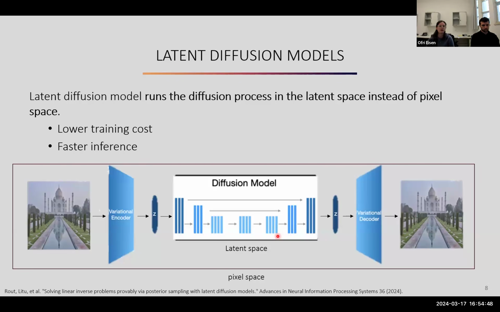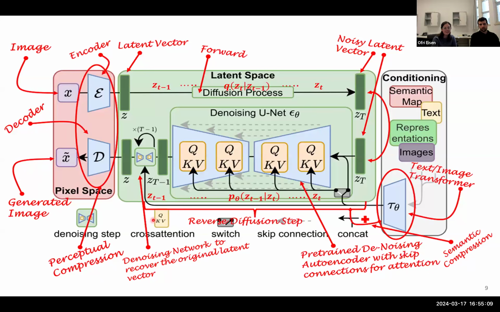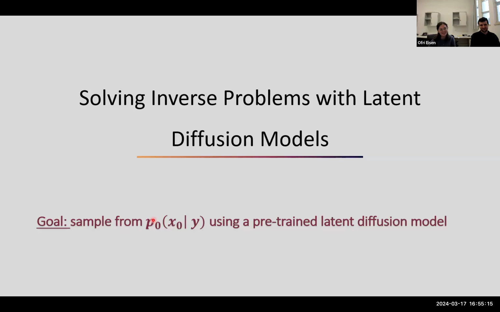Latent diffusion models are models that run the diffusion process in the latent space. Their pros are that the training cost is lower and inference is faster. Both of these pros come from the conversion to the latent space, which is lower dimensional than the image space. This is an easy explanation of how latent diffusion models work, and we'll continue.